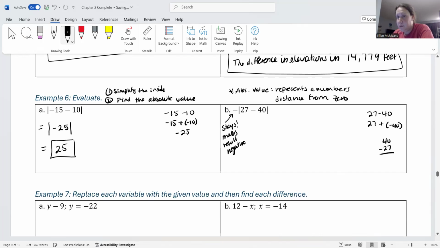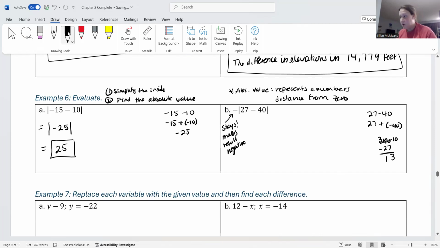Well, I can't take 7 from 0, so I borrow. 4 becomes 3, 0 becomes 10. 10 minus 7 is 3. 3 minus 2 is 1. So we're dealing with 13, but we have to ask ourselves, is it positive or is it negative? Well, if you go back to where we started, we took away more than we had. So that tells me right off the bat we're negative.